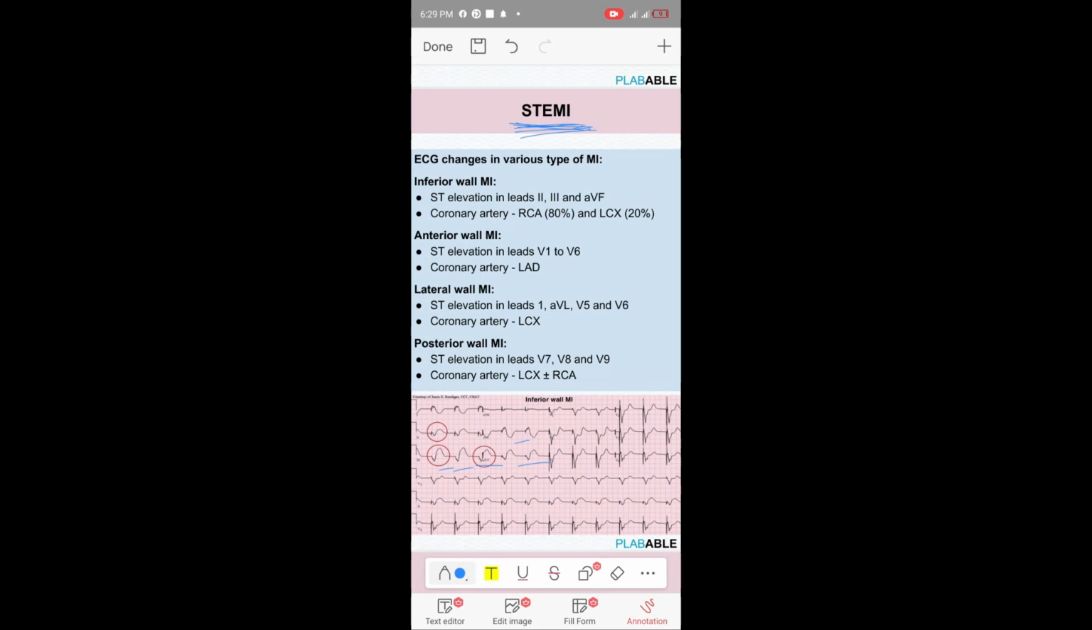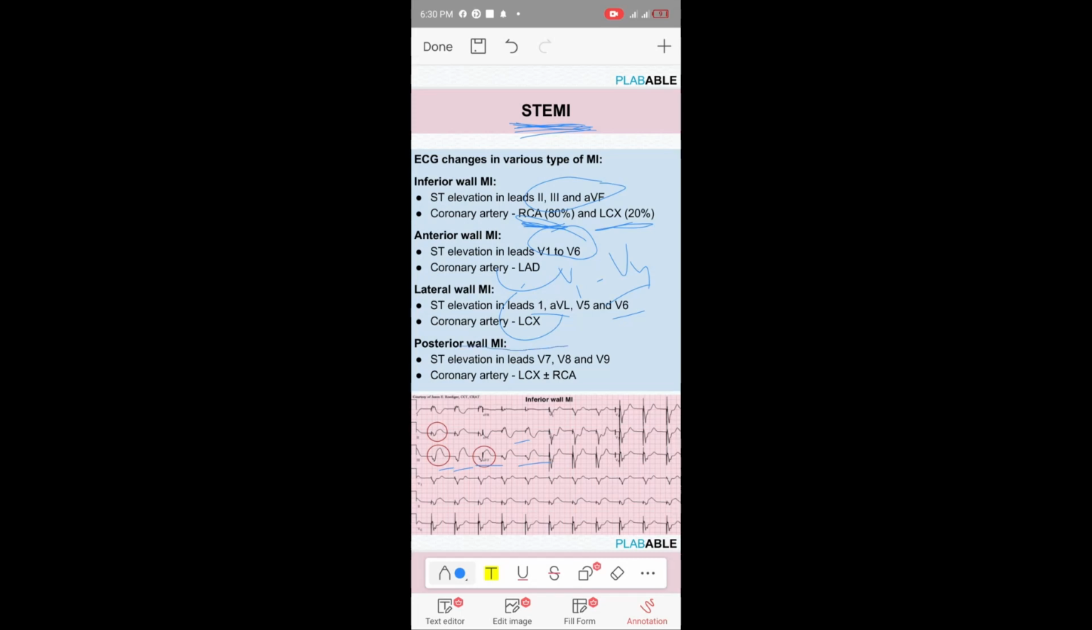The 2, 3, aVF, that's inferior wall, and 80% is RCA and 20% circumflex. And it's an anterior wall MI, V1 to V4 even, that's anterior septal wall MI. LAD is 1, aVL, V5, V6, that's lateral wall. So it's not as simple as he's telling you, but generally you need to remember it up to now. That's going to solve your questions, and you'll be able to give the answer.